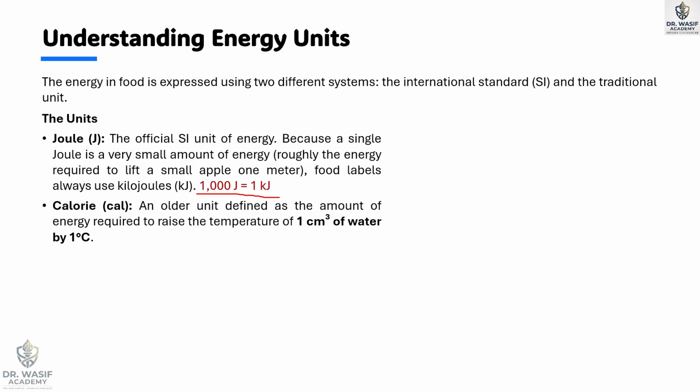Secondly, we have the calorie, symbol cal, small c-a-l. This is an older unit, chemically defined as the exact amount of thermal energy required to raise the temperature of 1 cubic centimeter of water by 1 degree Celsius. This is the definition of a calorie. So just like joules, individual calories are too small for real world meals. So we bundle them into kilocalories or kcal.